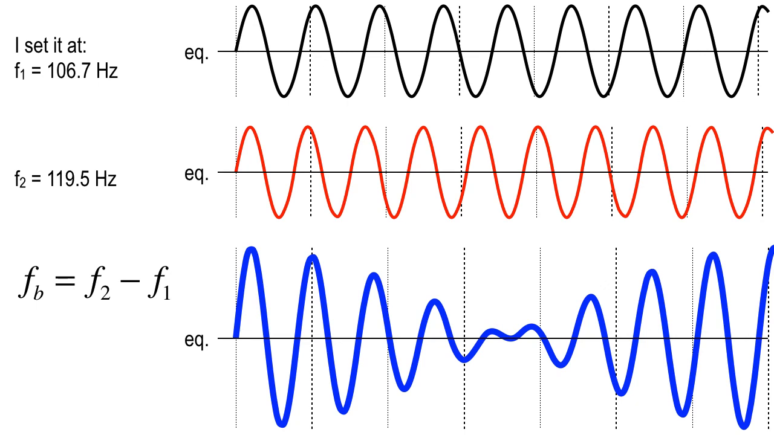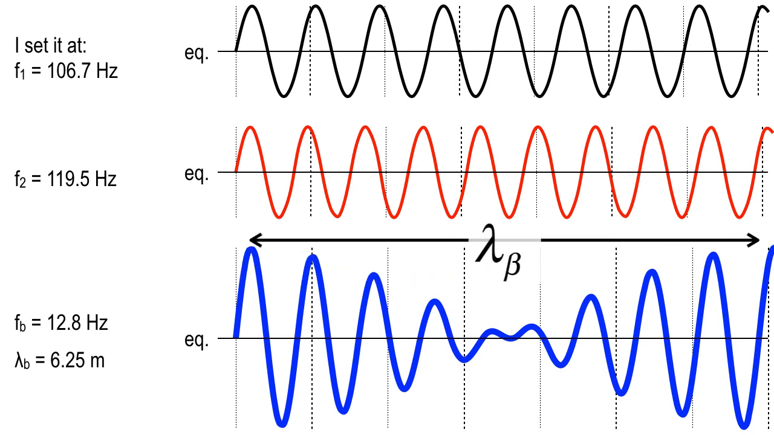Now, the frequency of the beats, the frequency of how it goes wah, wah, wah, wah, like that, is just big minus little. In this case, F2 minus F1. And so that's equal to 12.8 hertz. And it just so happens that if you calculate this, and I'll show you how to calculate this on Thursday, 6.25 meters, that's this distance here. That's the wavelength of the beats.